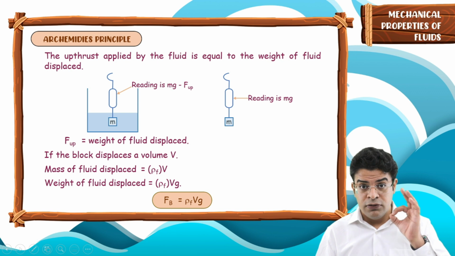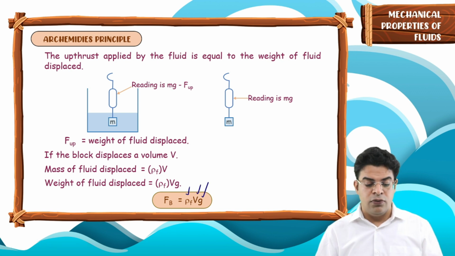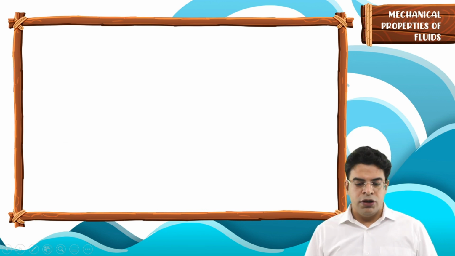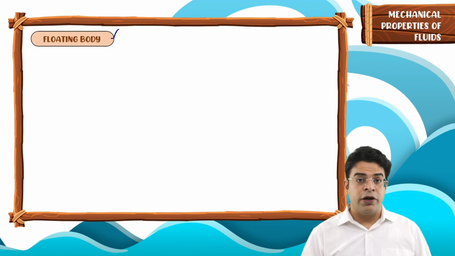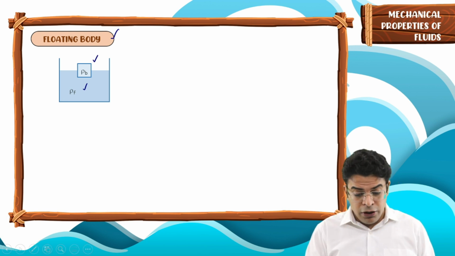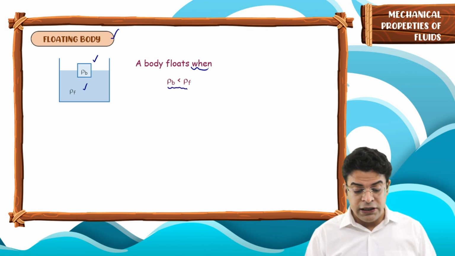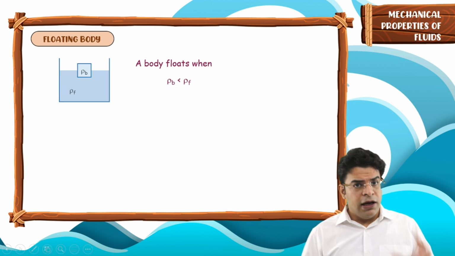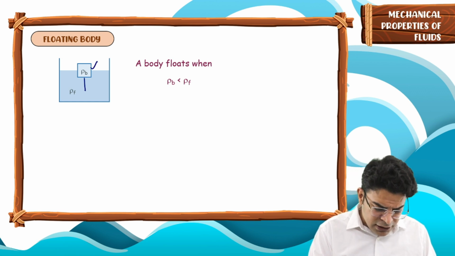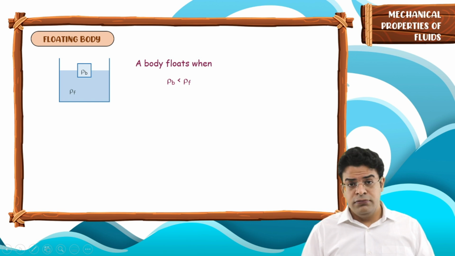Once more, the force of upthrust equals the density of the surrounding fluid times the volume submerged times g. So now let's talk about floating bodies. If there is a body floating on a fluid, it will float only when the density of the body is less than the density of the fluid. If the density of the body is more than the density of the fluid, it will sink. Now remember this thing.